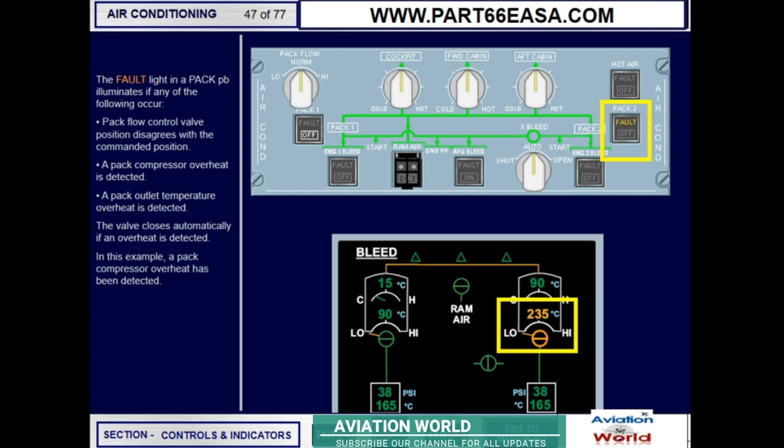The fault light in a PAC push button illuminates if any of the following occur: PAC flow control valve position disagrees with the commanded position, a PAC compressor overheat is detected, or a PAC outlet temperature overheat is detected. The valve closes automatically if an overheat is detected. In this example, a PAC compressor overheat has been detected.